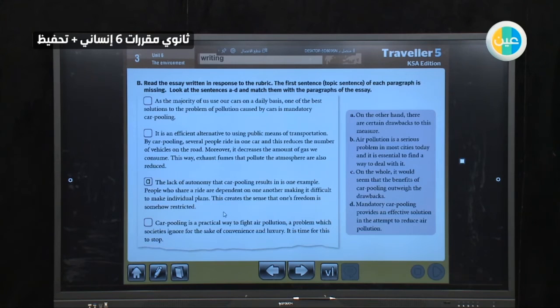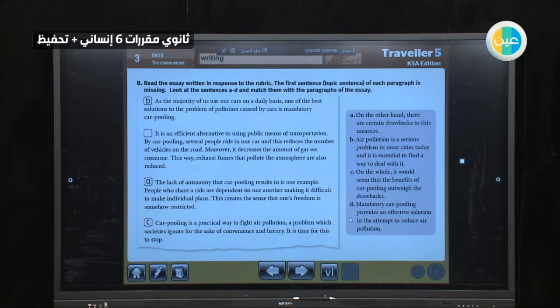Okay. The second topic sentence: air pollution is a serious problem in most cities today, and it is essential to find a way to deal with it. So here he is talking about what? Air pollution. So he starts the sentence with air pollution. So it is in the beginning. It is in the introduction. Let's go for sentence number C. On the whole, it would seem that the benefits of carpooling outweigh the drawbacks. So the advantages outweigh the disadvantages. So where is this sentence? In which paragraph? Yes, it's here. It's the ending, the conclusion, since he is saying on the whole, so he is summarizing.